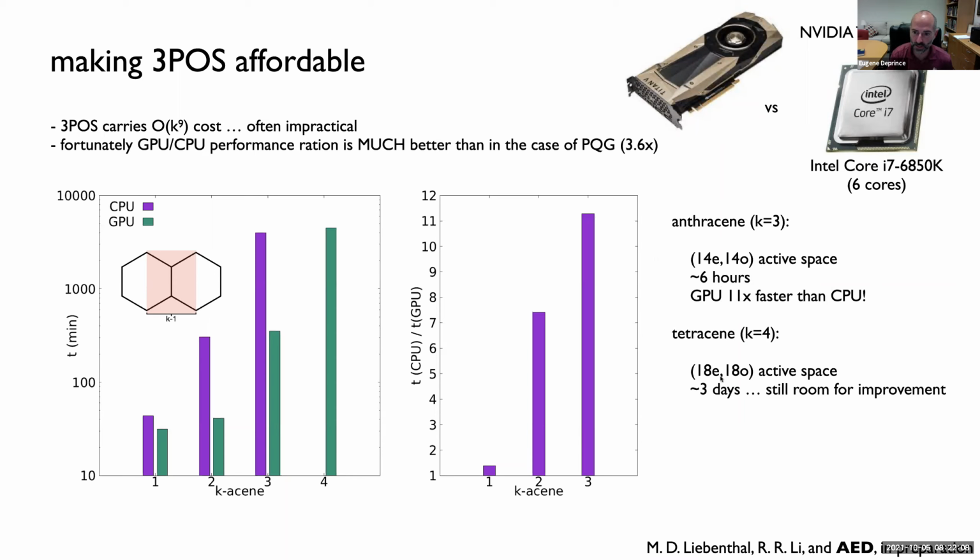Out at tetracene, this is an 18,18 active space. This is kind of disappointingly slow. It takes about 3 days for this calculation, but there's, in my opinion, a lot of room for improvement.